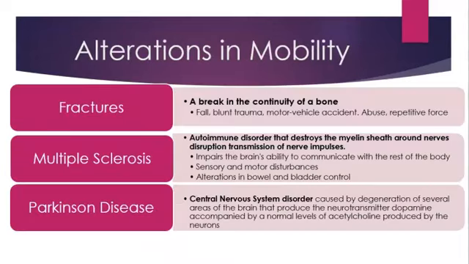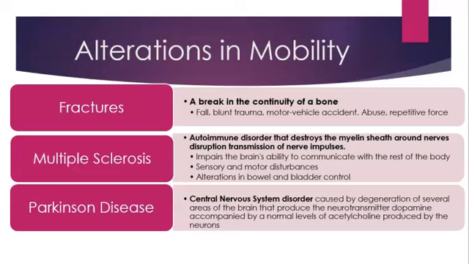Alterations in mobility include fractures, which we're going to be talking about, a break in the continuity of bone. Could be caused by a fall, blunt trauma, motor vehicle accident, abuse, repetitive force, lots of different reasons. Multiple sclerosis is an autoimmune disorder we talked about in immunity. It destroys the myelin sheath around the nerves, disrupts transmission of the nerve impulses, and it impairs the brain's ability to communicate with the rest of the body.